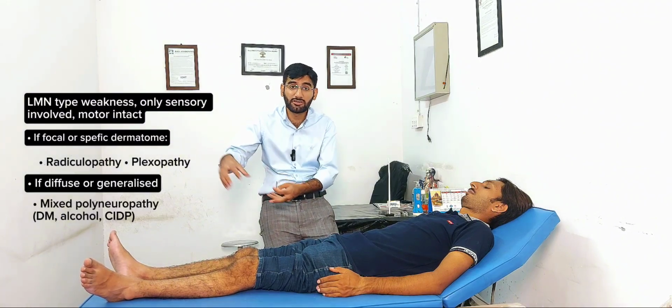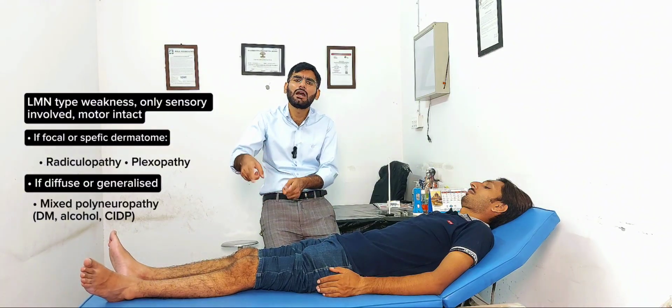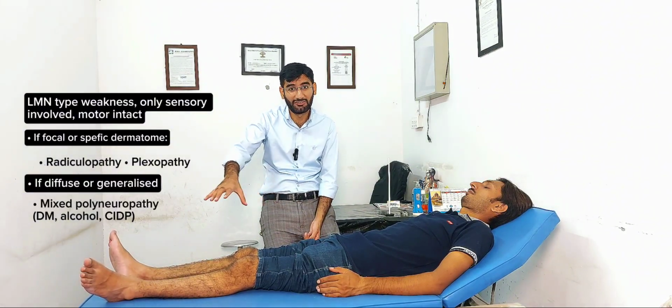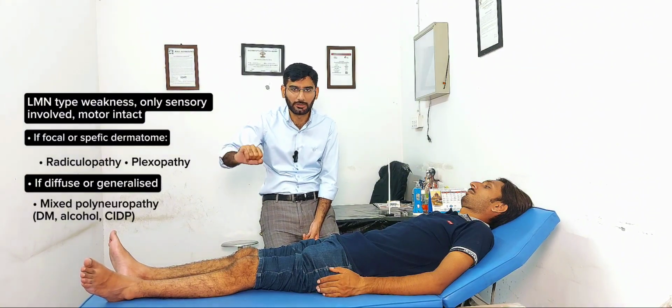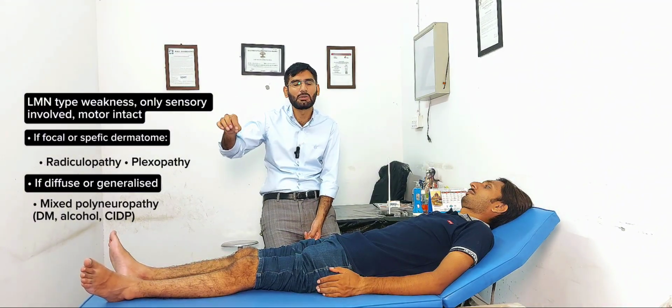And if only sensations were impaired, motor power and reflexes were intact, then also in that case, if it is in the form of glove and stocking, it would fit with polyneuropathy, sensory type weakness. And again, the causes would be the same: diabetes, alcohol related, uremia related, CIDP.